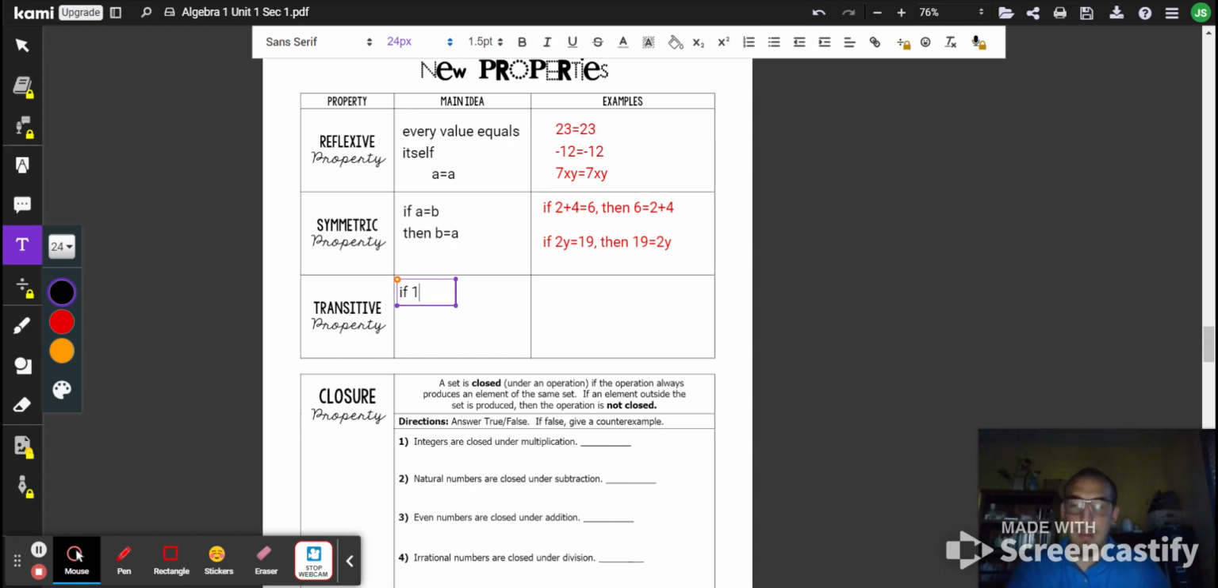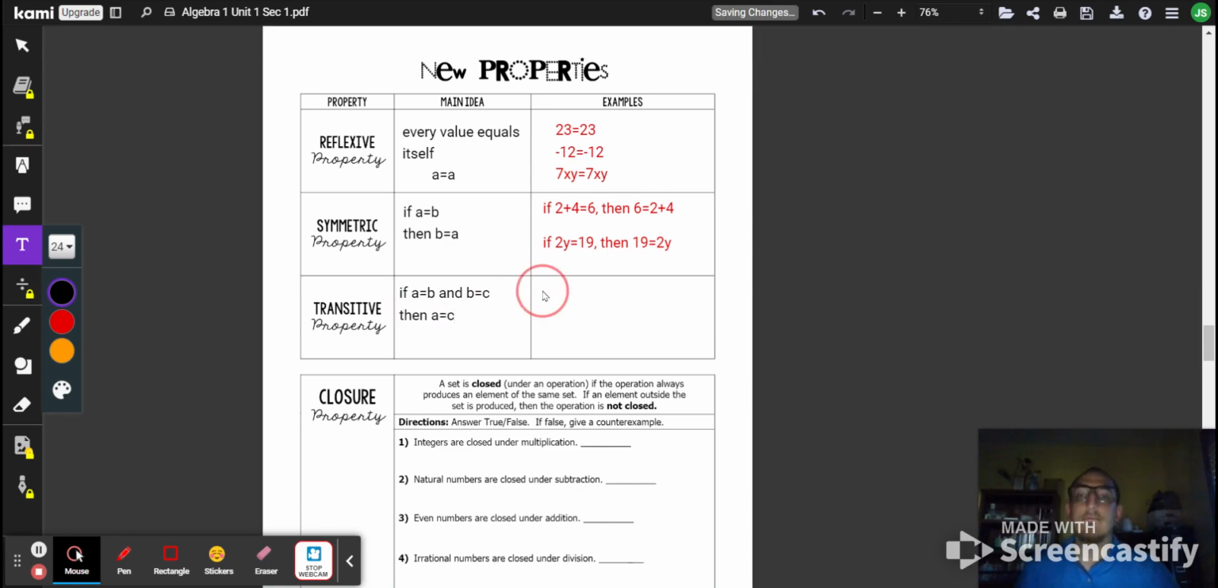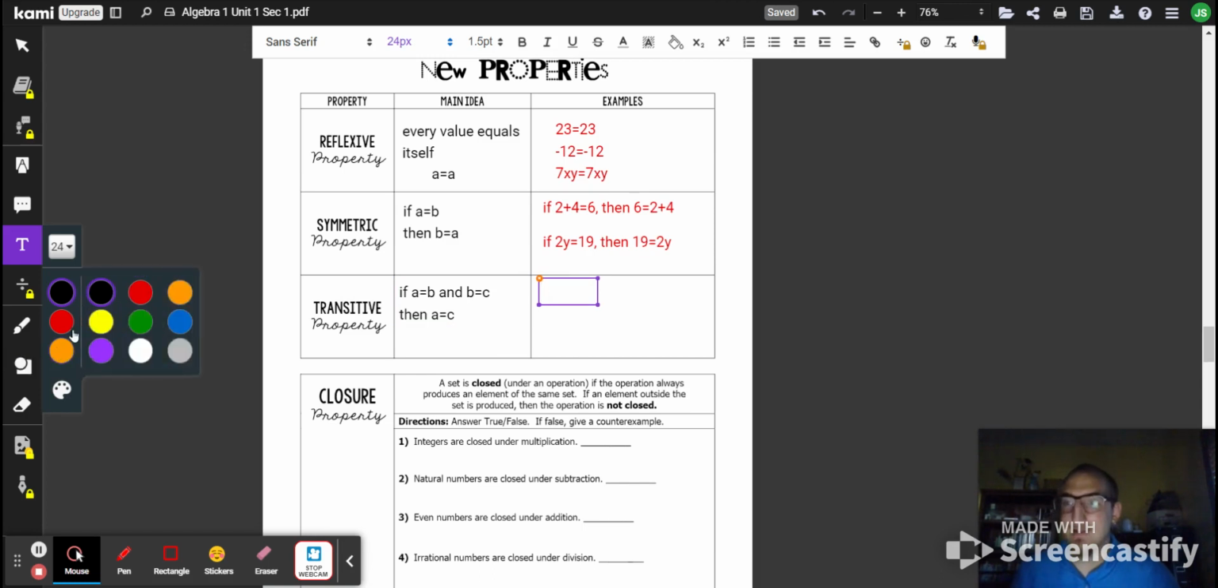If A equals B and B equals C, then A equals C. Let's get into what that means. So let's give an example.